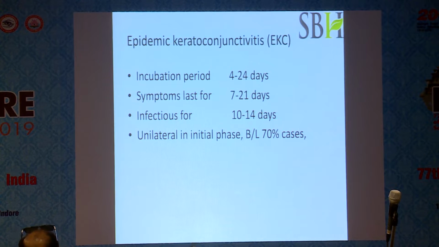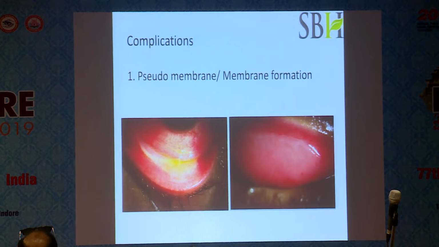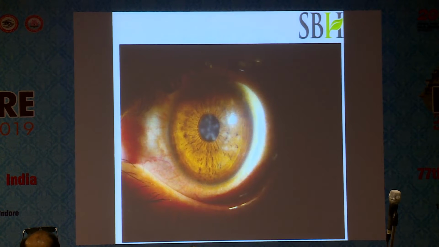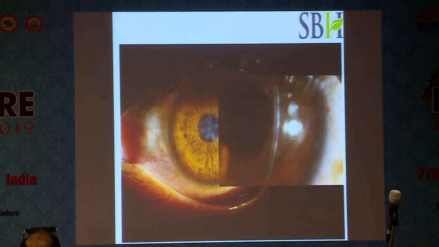The basic difference in these entities is that epidemic keratoconjunctivitis involves the whole ocular surface. So not only the conjunctiva, the cornea is also involved. And it is associated with the two most common complications. One is pseudomembrane or true membrane formation, and the second is the formation of subepithelial infiltrates. This is the pathognomonic feature of adenoviral infection. When you use a slit beam, you will see the deposition, which is actually an immunological reaction against the virus antigen, and they are deposited in the anterior stromal layers below the epithelium.